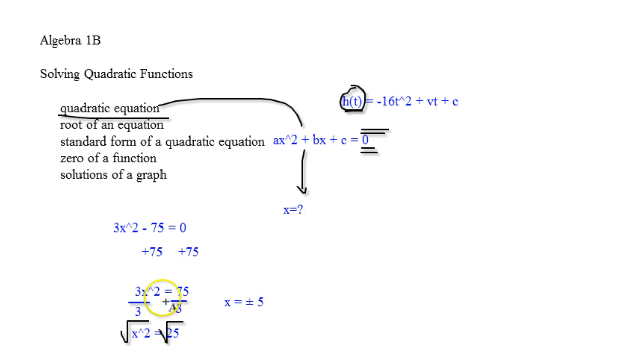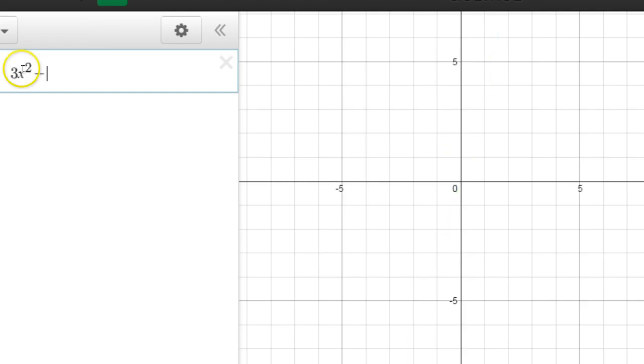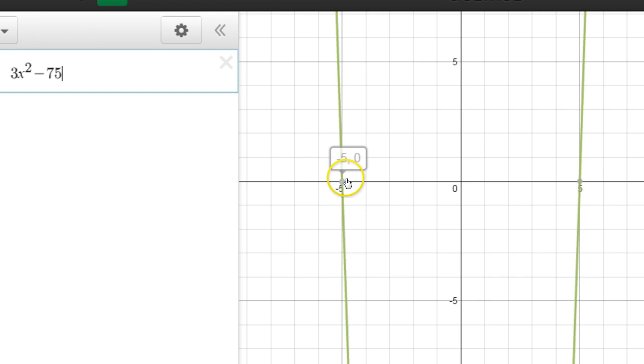Now if you wanted to verify this, go ahead and graph this and you'll see what I'm talking about. Okay, so this is 3x squared minus 75. Okay, and voila, I have a -5 and a +5, which are the same answers as what I got before. Now some of you guys are realizing, oh, Mr. Devaney, you didn't put y equals. Yeah, well, you can put y equals, or you can just leave it off. It understands that it's y equals.